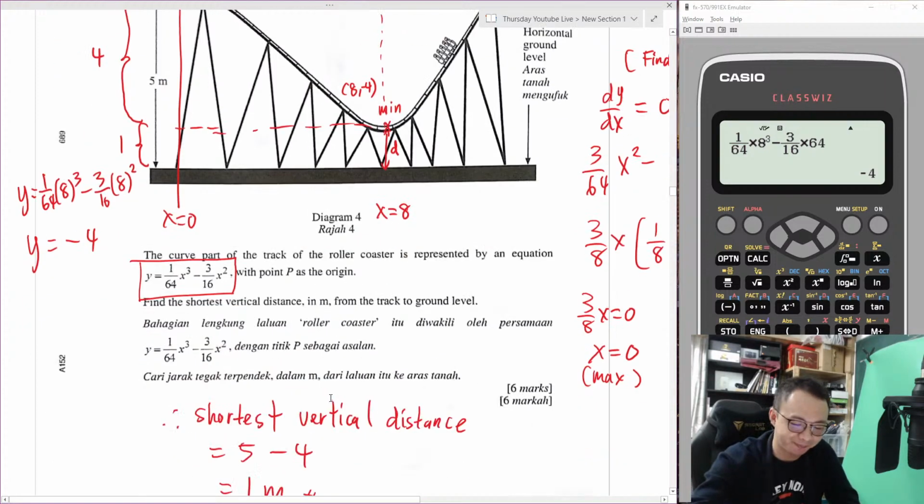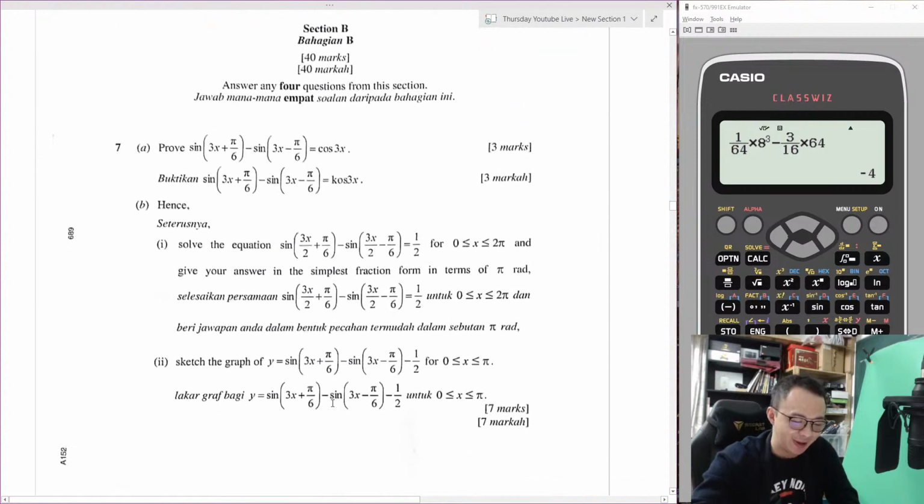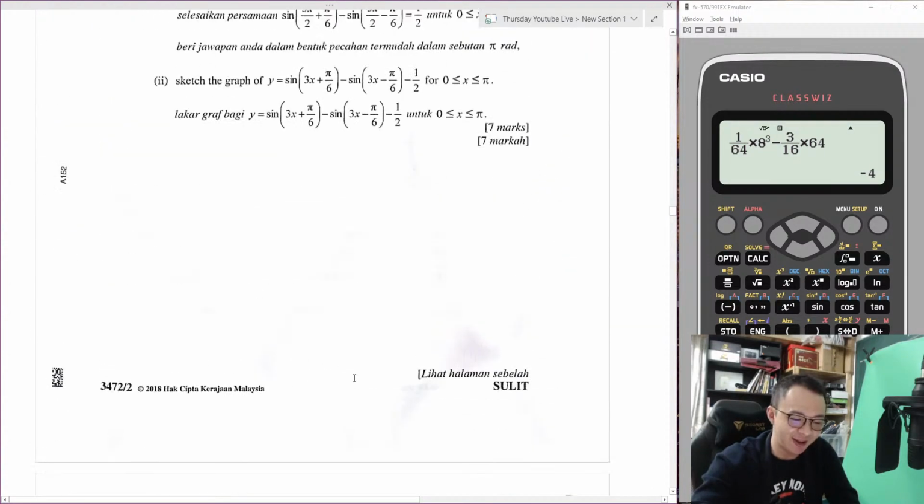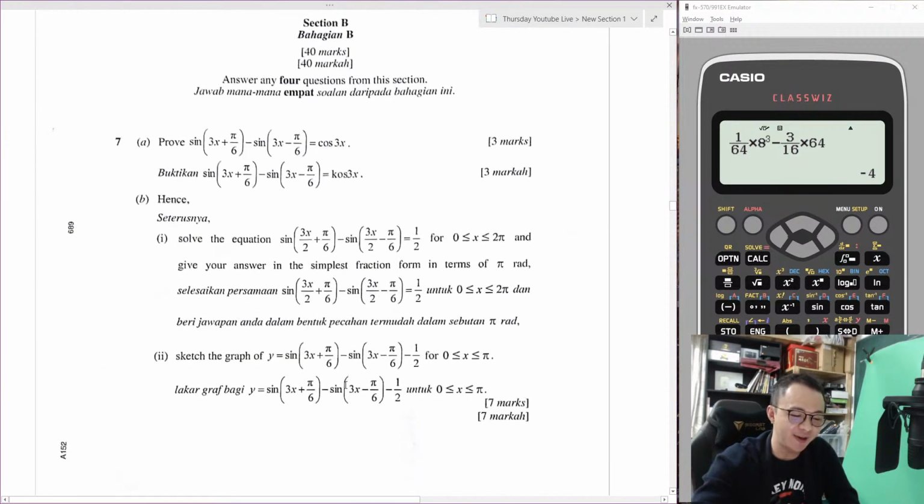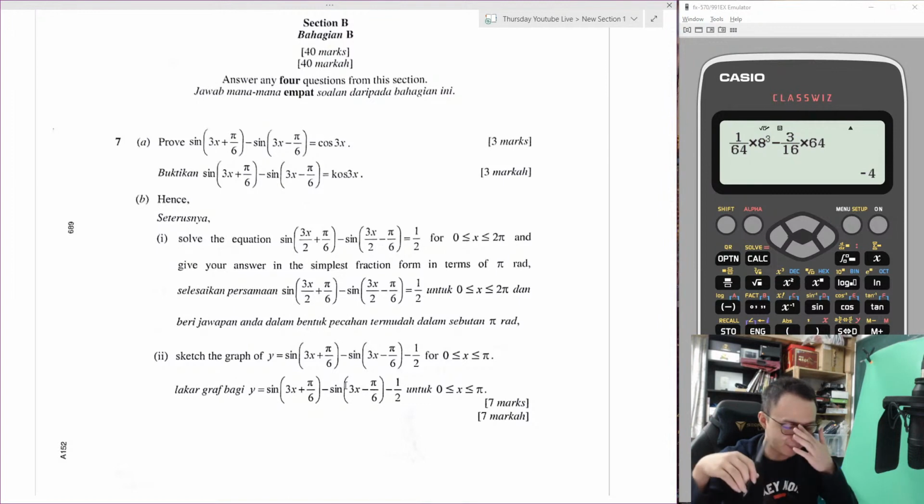Alright, so I think I will do the last question of the day, question 7, and the rest of the questions I will leave for next Thursday. Alright, so let's have a look at this trigo question. I would say this one is slightly harder than the standard trigo question, but it's not extremely hard, so I think it's still fine.